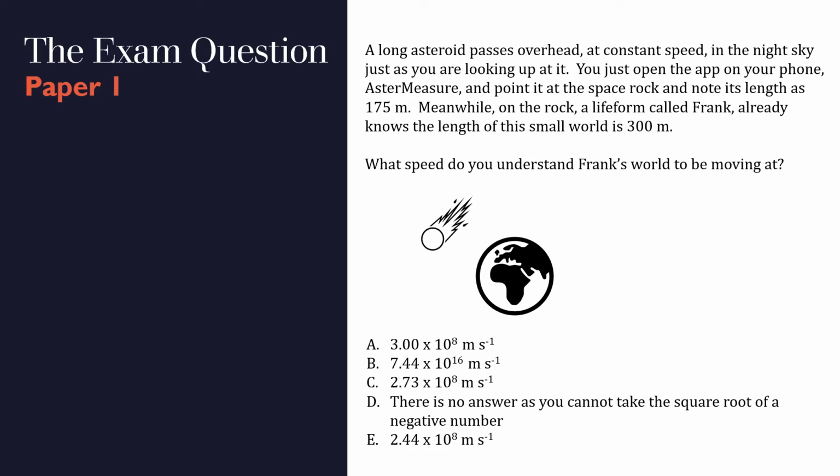A long asteroid passes overhead at a constant speed in the night sky, just as you're looking up at it. You open the app on your phone, Aster Measure, and point it at the space rock and note its length as 175 meters. Meanwhile, on the rock, a life form called Frank already knows the length of this small world is 300 meters. What speed do you understand Frank's world to be moving at? Then we have a choice from A to E of different speeds, including D, which challenges you that you can't take the square root of a negative number.